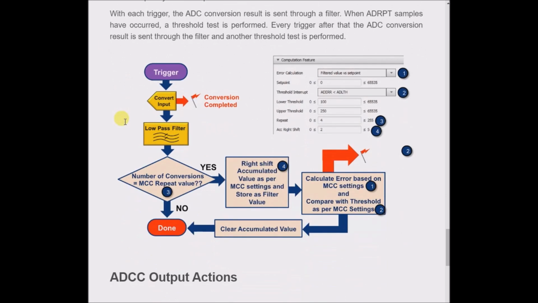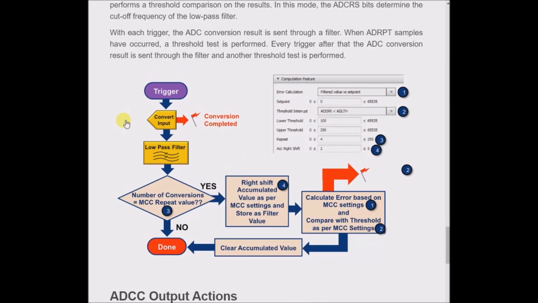With each trigger, the ADC conversion result is sent through a filter. When ADRPT samples have occurred, a threshold test is performed. Every trigger after that, the ADC conversion result is sent through the filter and another threshold test is performed.